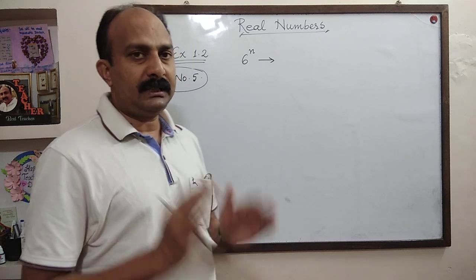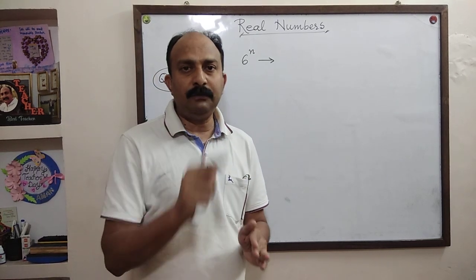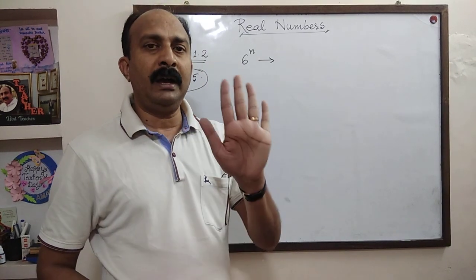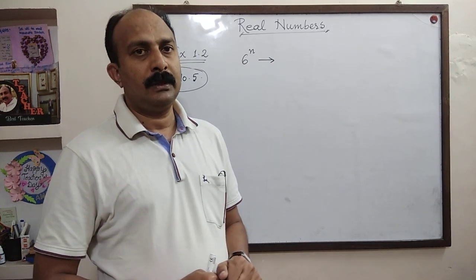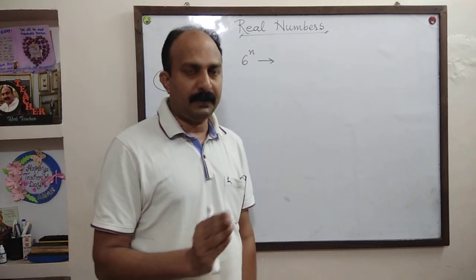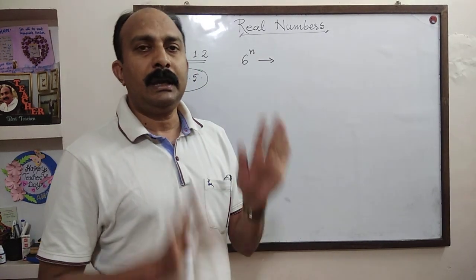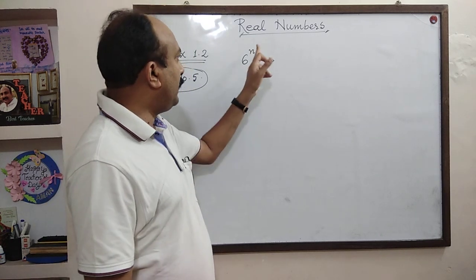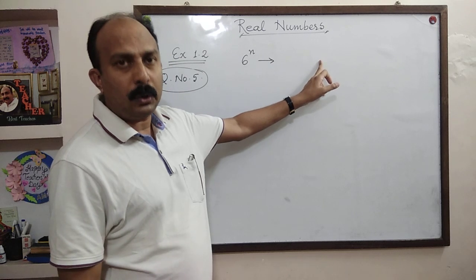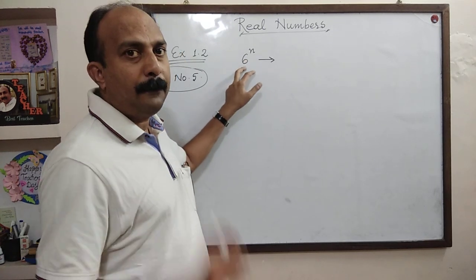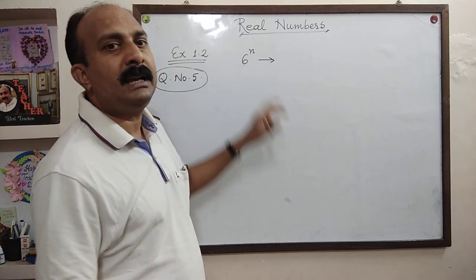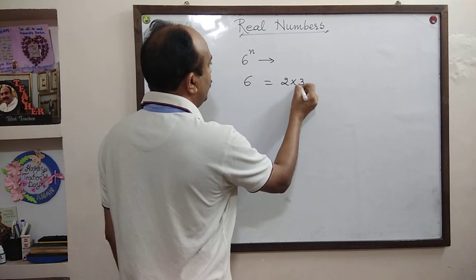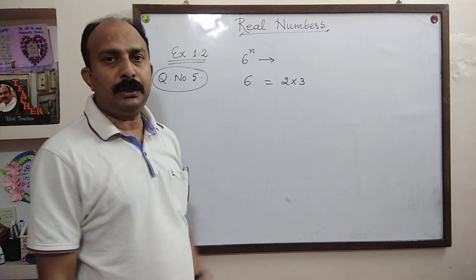You must know one basic thing. For any number to end with the digit 0, that number must have 2 and 5 as its prime factors. All the numbers having the prime factors 2 and 5 can only end with the digit 0. So in order to check whether 6 power n will end with the digit 0 or not, we have to find the prime factors of the base number, that is 6, and we know that the factors of 6 are 2 and 3 only. 6 is 2 into 3.